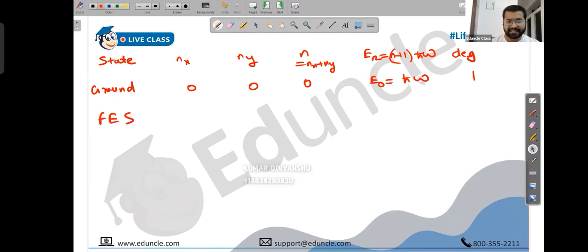Next, first excited state. Value of n will be 1. Now the best part here is, like I said, for the pth excited state, n is p. First excited state, n is 1. How can I get 1? 0, 1 and 1, 0. So E1 is (1 plus 1) h bar omega, 2 h bar omega. The degeneracy is 2. Clear?